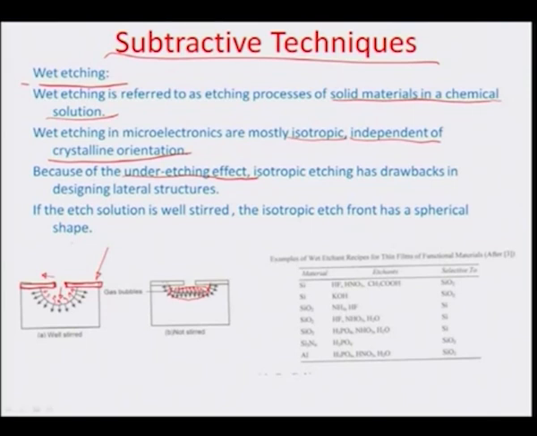So, in this particular case the lateral etch is much faster than the vertical etch because of the accumulation of materials coming out of the silicon. So, that is what happens when the solution is not stirred. Okay. So, these paradigms are used off and on for describing wet etching.